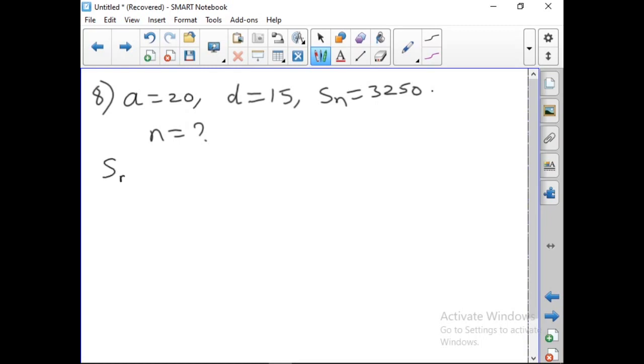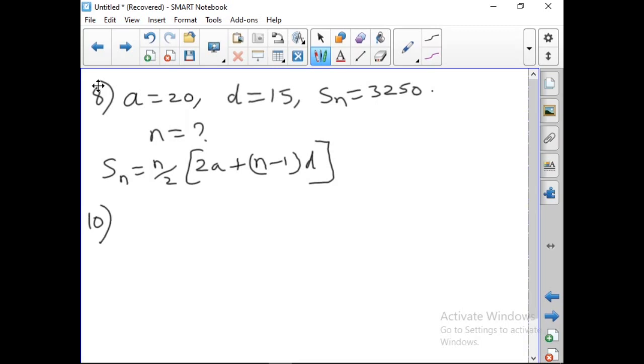So what is the formula? Sn is equal to n by 2 into (2a plus (n-1) into d). Substitute the values and you will be able to do this problem. You have done similar in 10th standard, so try this for homework. We will do the 10th question now.